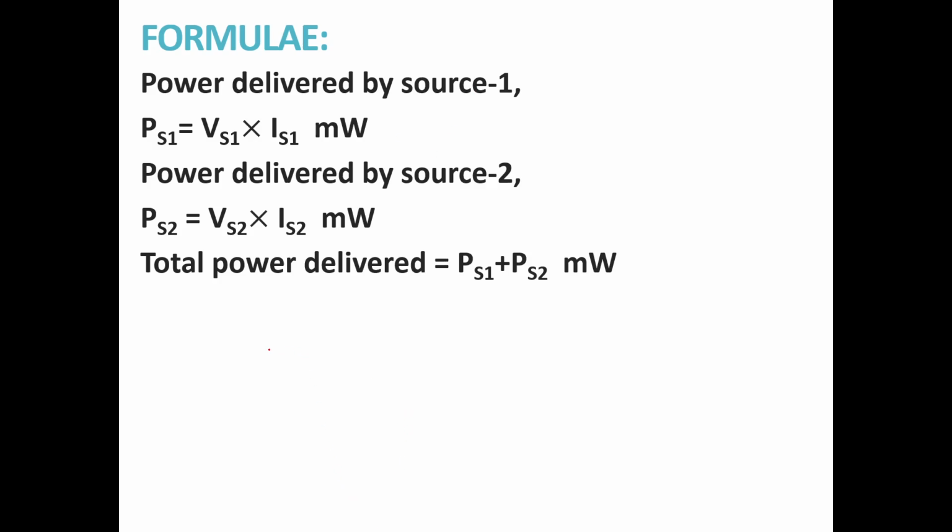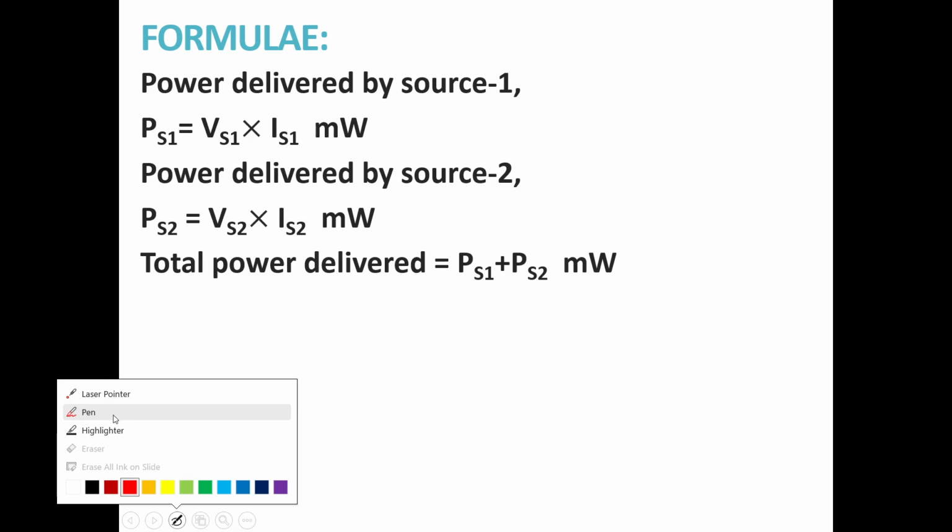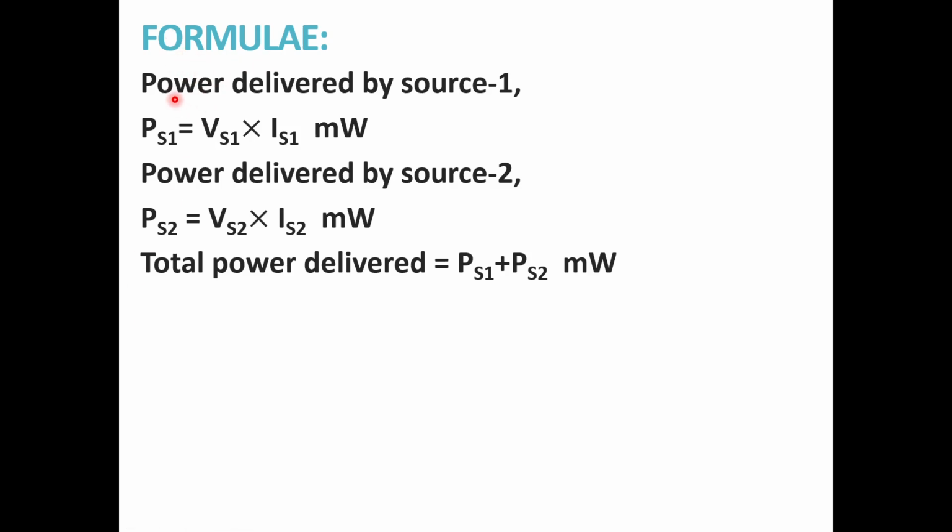Now let us see the formulas. So formulas are, there are two sources. So first of all you have to calculate power delivered by source 1. Formula is PS1 is equal to VS1 into IS1 in milliwatts.